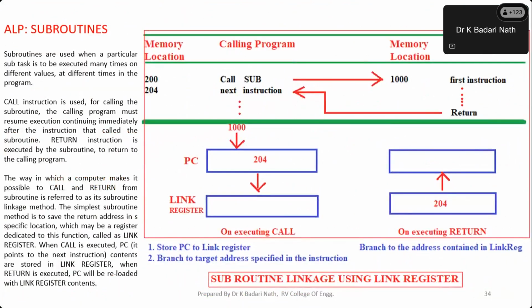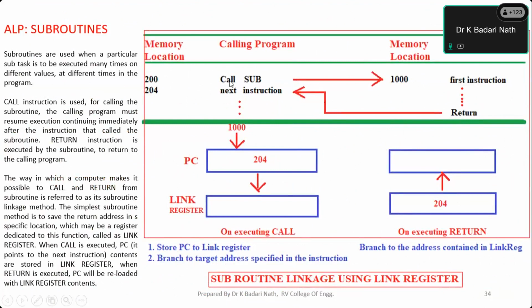Okay. Now we'll go to the subroutines. How is subroutine support provided inside the assembly language? There are two special instructions provided in the assembly language to support subroutines. What are the two instructions? One is called the call instruction, and the other is called the return instruction. Almost all processors provide these two instructions.